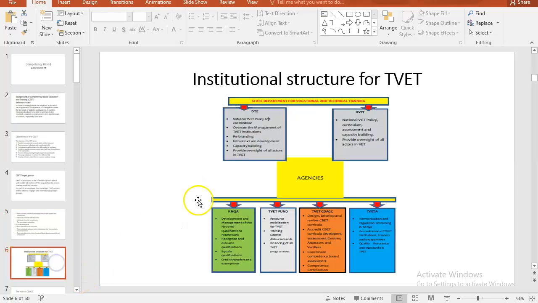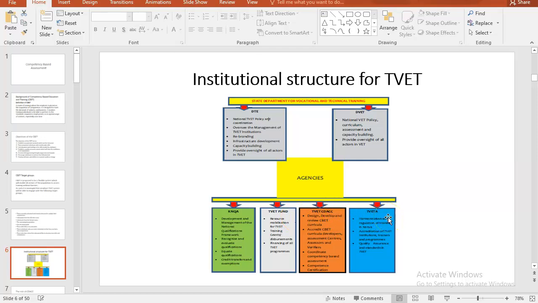The next thing we're talking about is the institutional structure for TVET. We have the State Department for Vocational and Technical Training, which has two branches. That is the DTE and the DVET, that is the National TVET Policy and Coordination, and the National Policy, Curriculum Assessment and Capacity Building. We have the agencies. The agencies has four branches. That is the KNQA, the TVET Fund, the TVET SIDAC, and the TVETA.